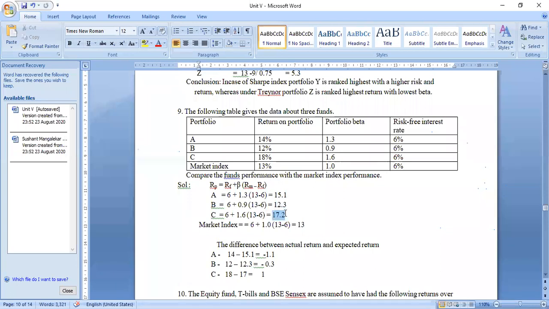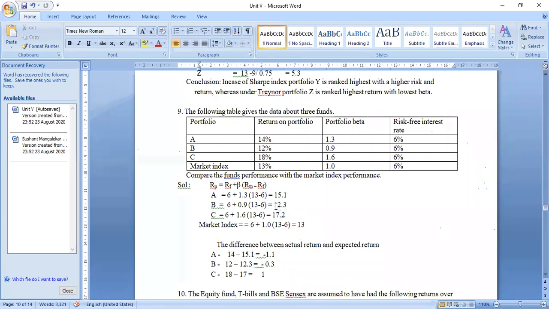So what are we going to write in the conclusion here? In comparison with the market index, portfolio A and portfolio C are doing well because the returns are more than that of the market index. But what about portfolio B here? Portfolio B is not performing well, or rather we cannot say it is not performing well. If it was negative, we would have taken those particular securities out of the portfolio, but it is comparatively less than the market index.